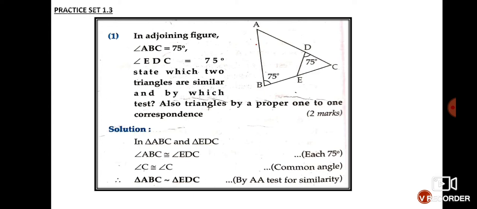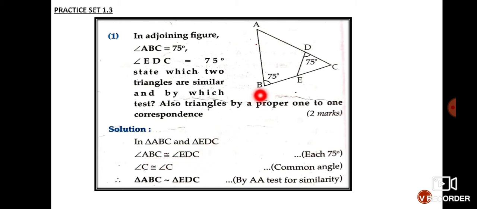To begin with, if you see in the bigger triangle ABC, B is 75 degrees and in the smaller triangle D is 75 degrees. So obviously we can say B is congruent to D. So we write it here, angle ABC congruent to angle EDC.